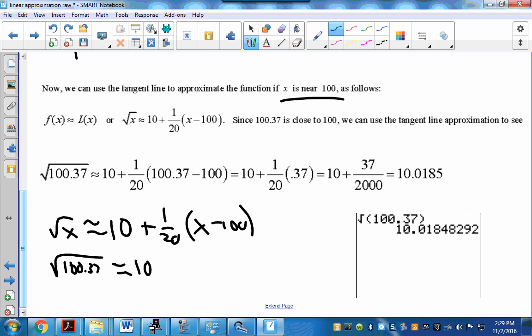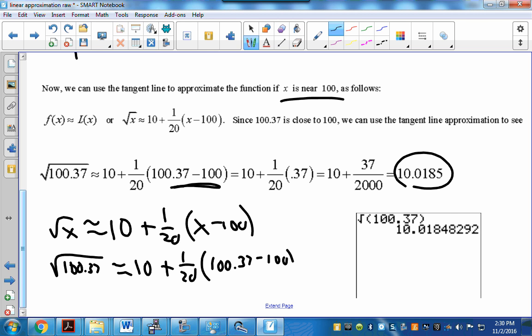Plus this much, 1/20th. Now you just have to put in 100.37, and I did that right here. So that's 37 hundredths, or 37 over 100. So there you are, this is my approximation. This is what my calculator gave me as the best that the calculator can do. It's actually wrong because this is supposed to be irrational. It goes on forever. But that's pretty accurate to 9 or 10 decimal places.